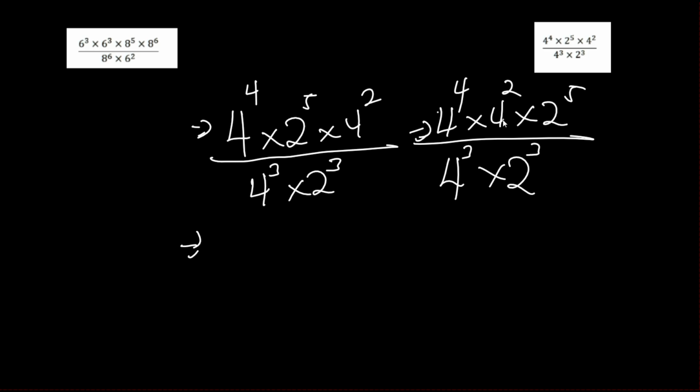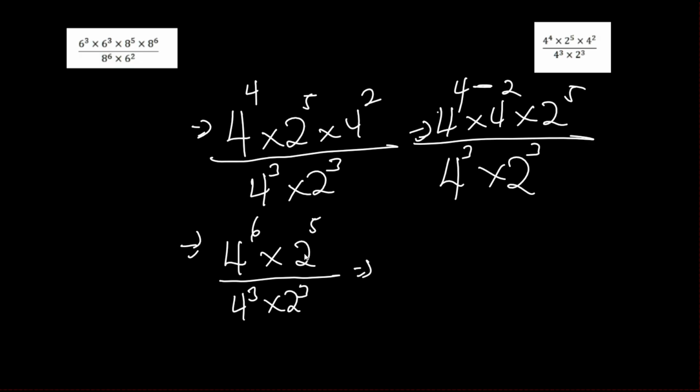Now the bases are the same, the 4 and the 4 are the same, so we go ahead and add the exponents or the powers. So 4 plus 2 gives us 6, times 2 raised to the power 5 all over 4 raised to the power 3 times 2 raised to the power 3. Now we can go ahead and split them into 2: 4 raised to the power 6 over 4 raised to the power 3, times 2 raised to the power 5 over 2 raised to the power 3.